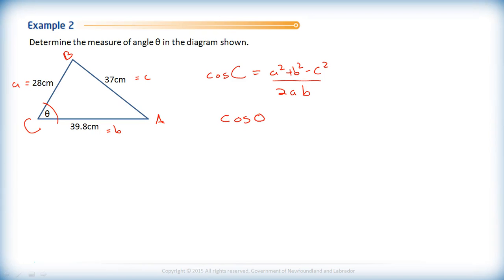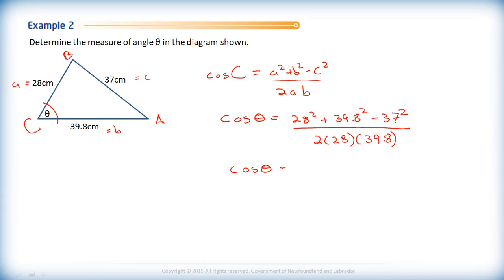Then cosine of angle theta, which is what we're after here, is going to be 28 squared plus 39.8 squared minus 37 squared, all divided by 2 times 28 times 39.8. I'm going to do numerator and then denominator to get the cosine ratio. The numerator, 28 squared plus 39.8 squared minus 37 squared, works out to be 999.04. So I write 999.04 there so I don't forget that decimal.